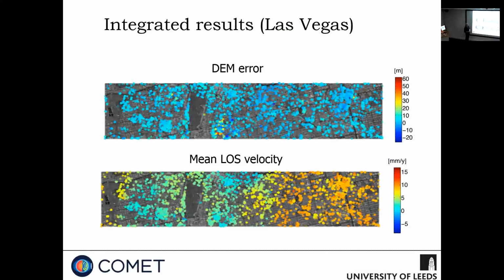Here's an example of that. This is actually a very early study, I guess, for Las Vegas. So these are DEM errors, some very high ones due to high buildings. These are the velocities. Actually, Las Vegas has very long subsidence.